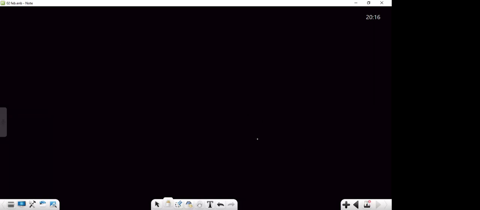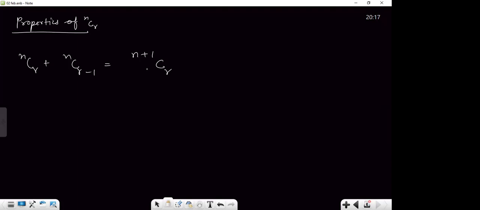So let's revise some properties of nCr, which will be useful for us in the chapter. nCr plus nC(r minus 1) becomes (n plus 1)Cr. Let's also revise one more important formula. Let me write it here. nCr is equal to nC(n minus r). Basically, the key is that the lower numbers' sum should be n.